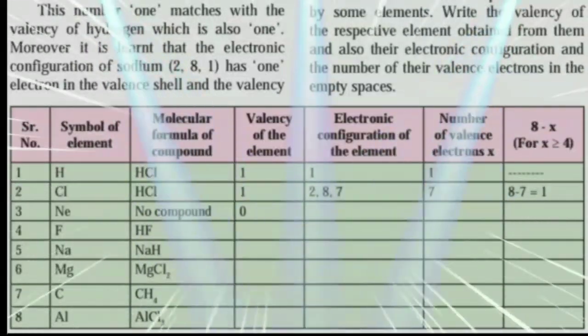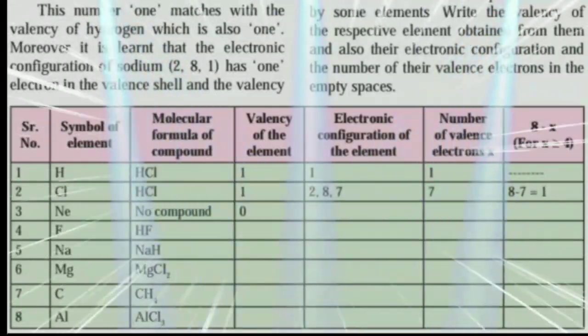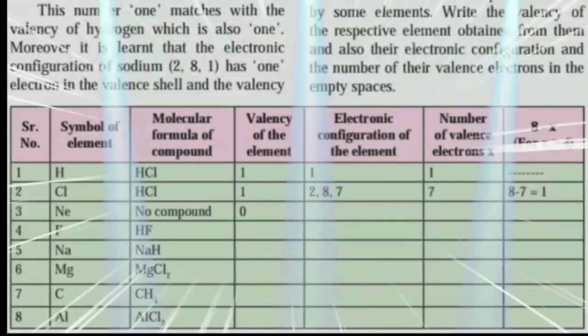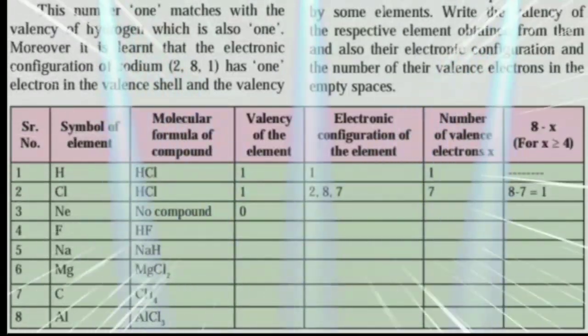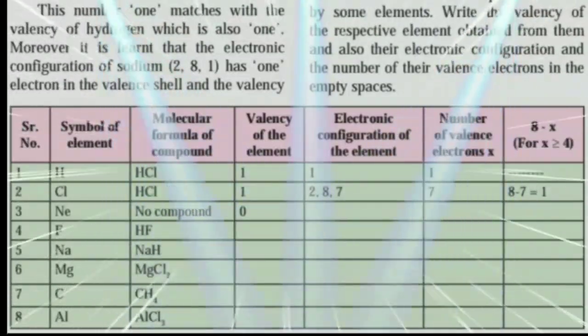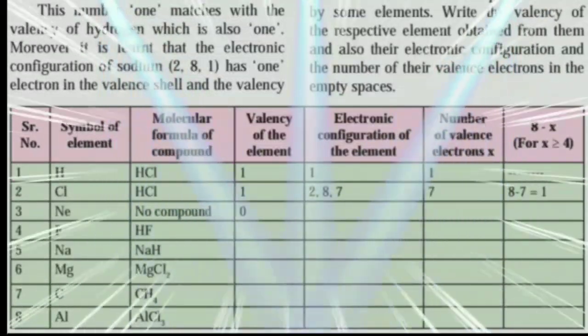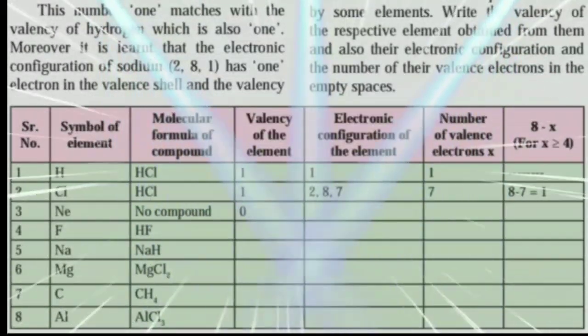Okay, we will move towards Use Your Brain Power. Again, one table is given in front of you, and we are going to complete this table. See the question. The following table 5.9 shows molecular formulas of compounds formed by some elements. Write the valency of the respective elements obtained from them, and also their electronic configuration and the number of their valence electrons in the empty spaces. You have to complete this.